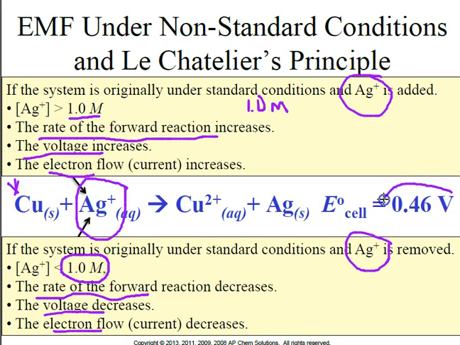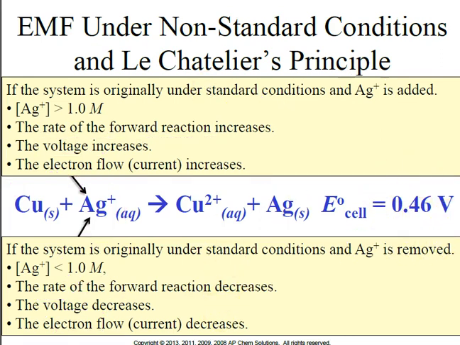If this is our voltage that we calculate, we can assume that if we have more silver, the voltage will be higher than this, and if we have less silver, the voltage will be lower.